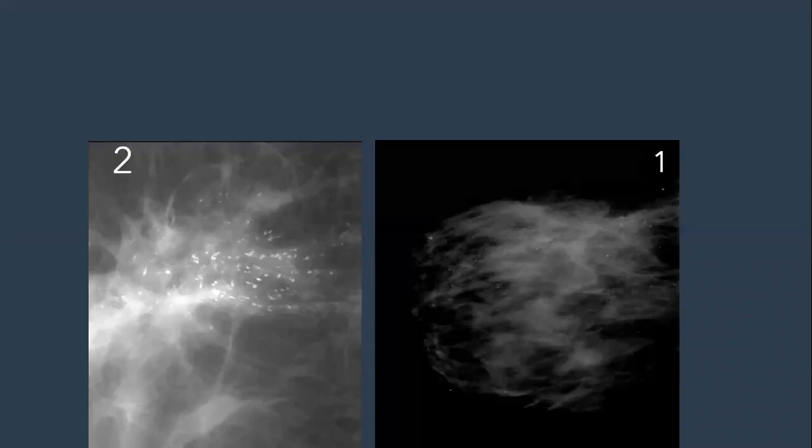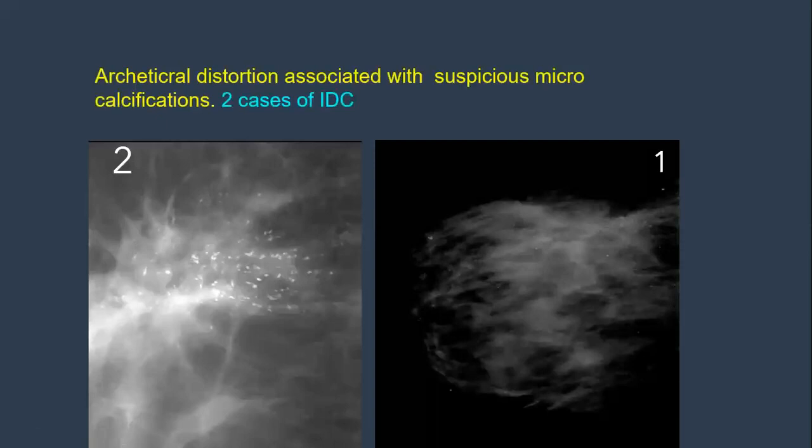Okay? So the other one: there is distortion, asymmetry, and pleomorphic calcification. Sorry, not very clear, but it's pleomorphic and segmental, because it is coming from here, pointing toward the nipple. Okay, so it is 5. Both cases were invasive ductal carcinoma. Those are my patients. This is from the literature.